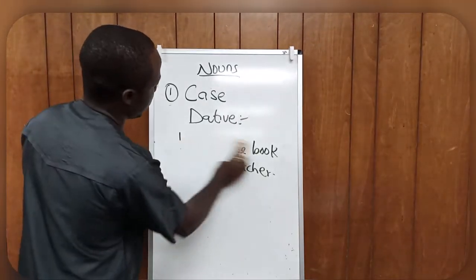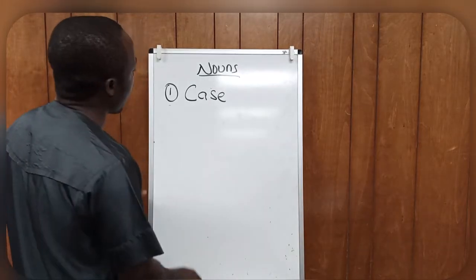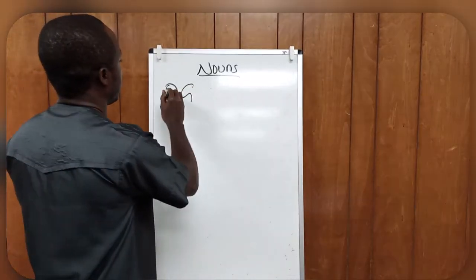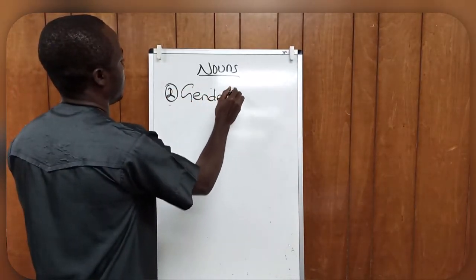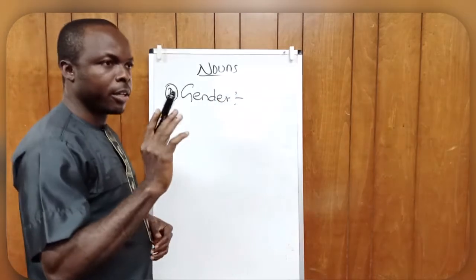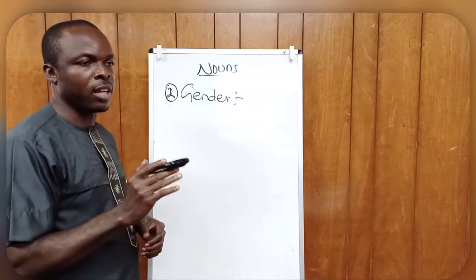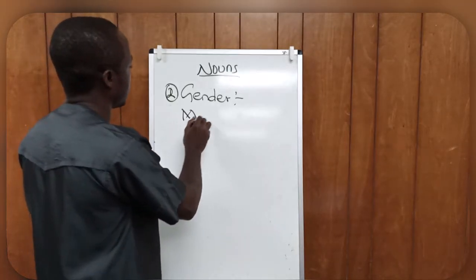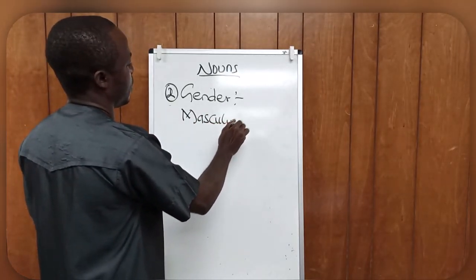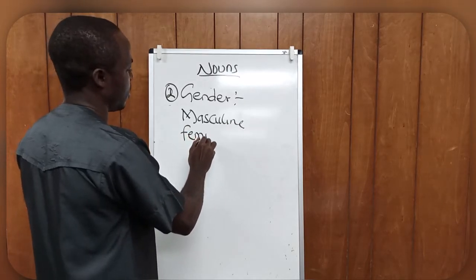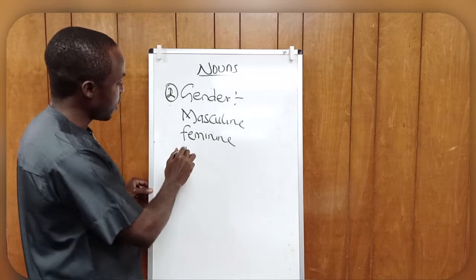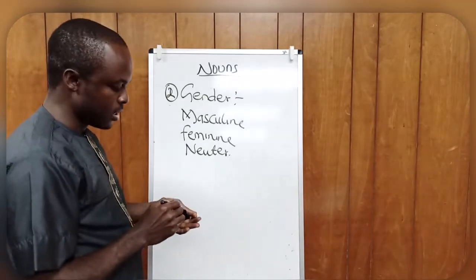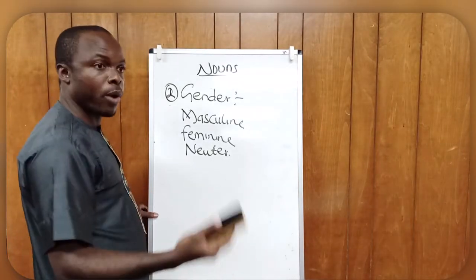All right. The second aspect of the features of noun is the gender. Greek has 3 different genders, as far as their language is concerned: the masculine, the feminine, and neuter. These are the three different genders of the Greek words.